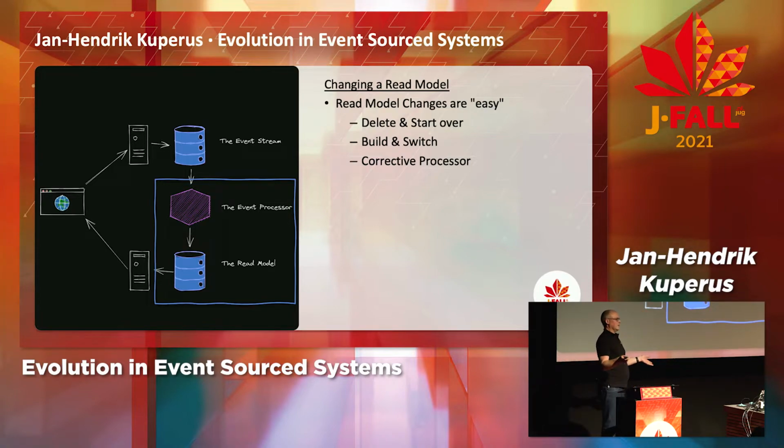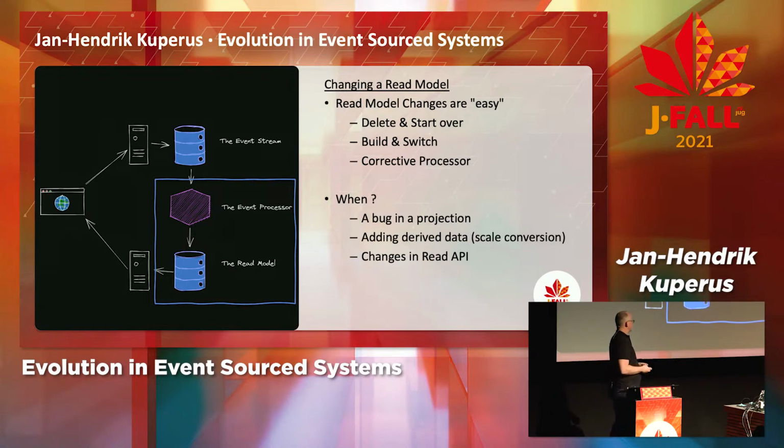So that's fun if you have like 1,000, maybe 10,000 events. But it starts to be a real pain once you get to like 10 million events, because it can literally take days. A different way is build and switch, where you basically build a second read model that is your new storage, new way, and you switch over when it's done. And the third is something I call the Corrective Processor, where you want to update your read model while it's still running.